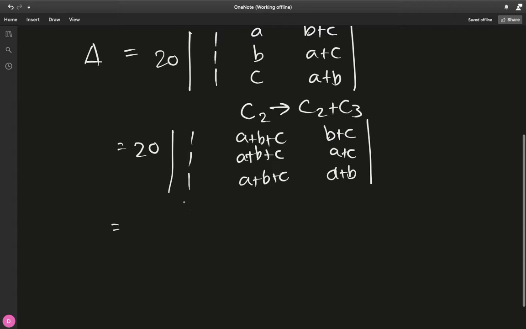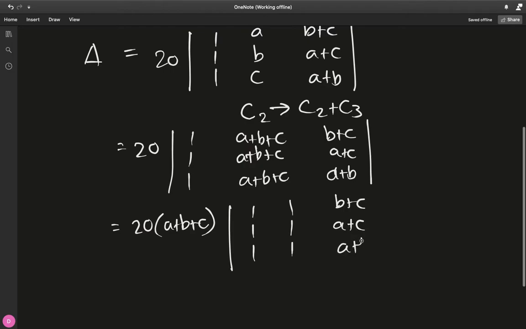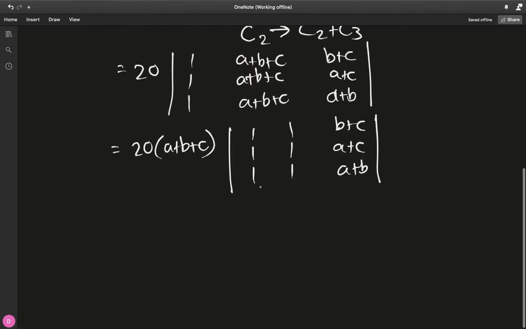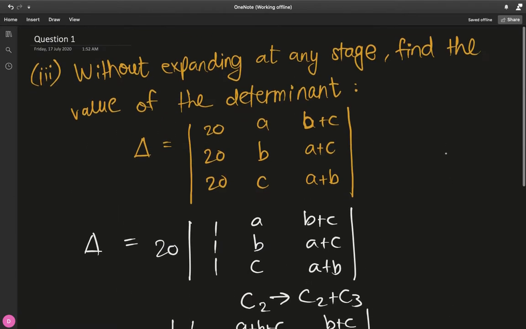Now, just like I pulled out the 20, I can pull out the A plus B plus C from this middle column. So I have 20 times A plus B plus C, and then I have 1 1 1, 1 1 1, B plus C, A plus C, A plus B. And now, noticing that the first column and the second column are equal because they have ones in them, we can conclude that the determinant is 0. Again, this is a property of determinants, that if two columns or two rows are identical, then the entire determinant comes out to 0. So the answer is 0.